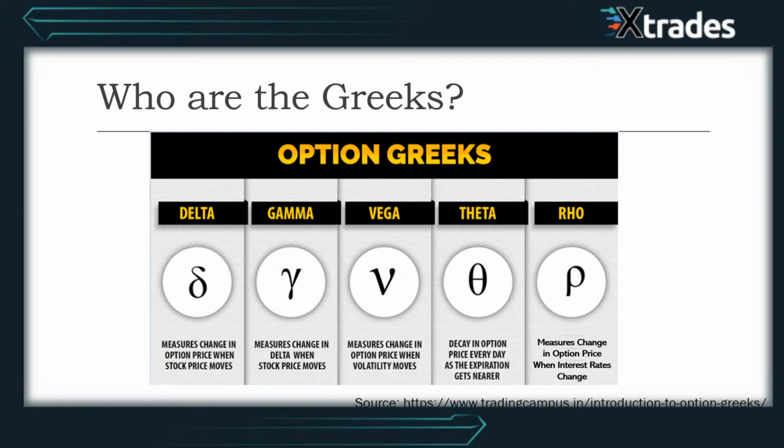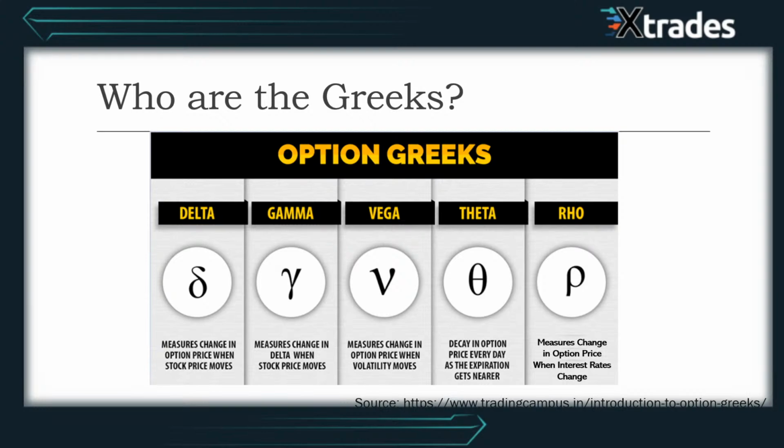Vega is for change in option price as IV changes, implied volatility. Theta is decay in option price every day as the expiration gets nearer.